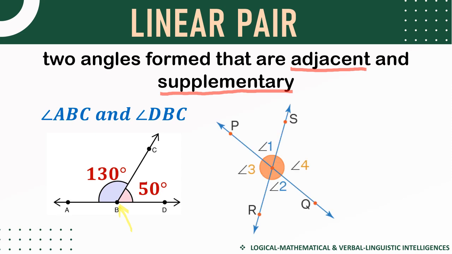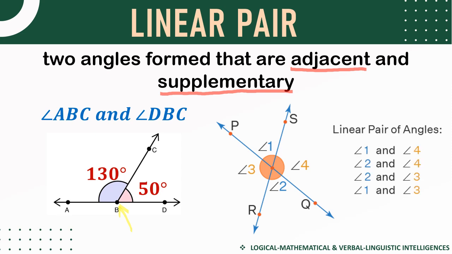Now let's proceed to another example. How about this one? We can also have this kind of figure or illustration, and we can find linear pairs. Actually in this figure we can find many sets of linear pairs. So first we have angle 1 and angle 4. I am referring to this and this one. So they are considered linear pairs, right? They are supplementary and they are adjacent as well.